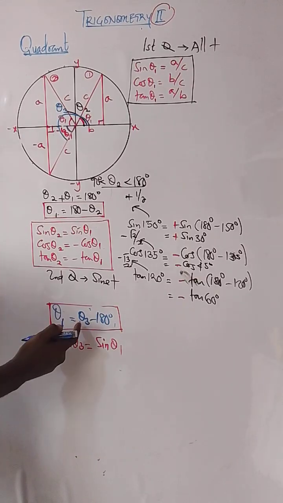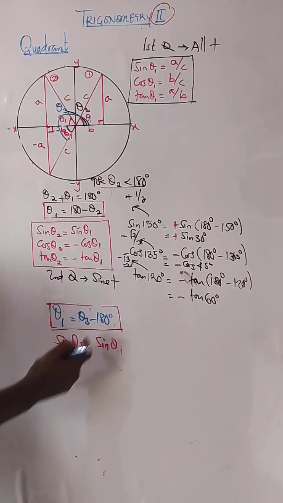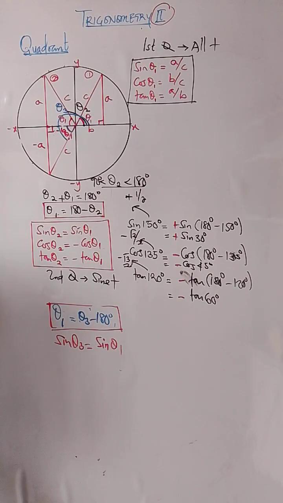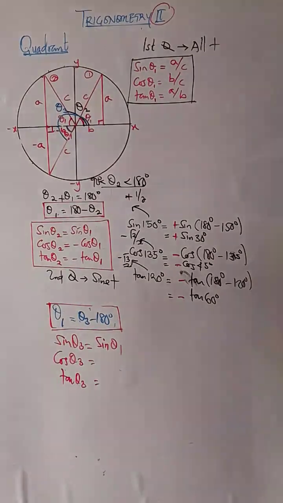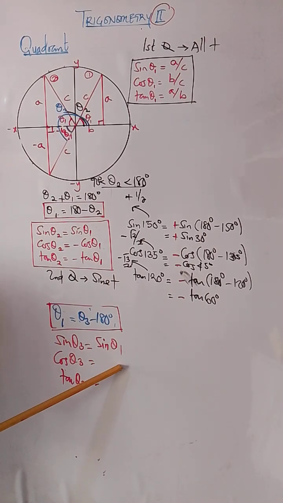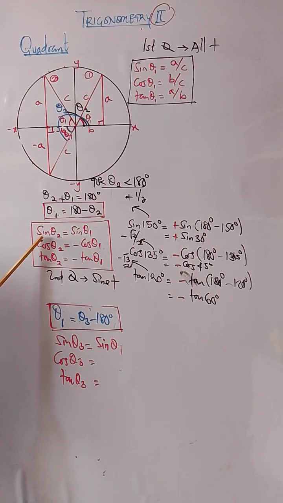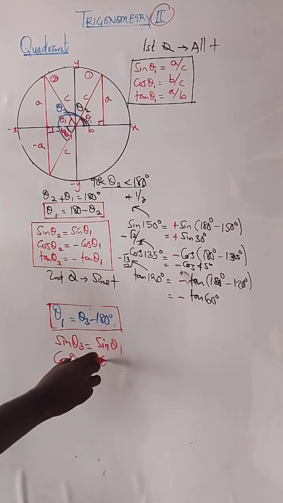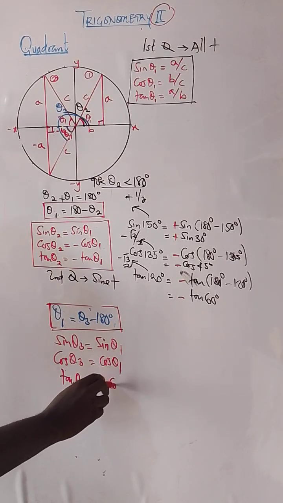So we have an angle in the third quadrant. For us to express it as an angle in the first quadrant, we remove 180 from it. So sin theta 3 can be equivalent to sin theta 1. Same goes for cos and tan. The significance of this is that any angle in the third quadrant can be expressed as an angle in the first quadrant. Any angle in the second quadrant can be expressed as an angle in the first quadrant. But the only thing is that the sign will change for some.